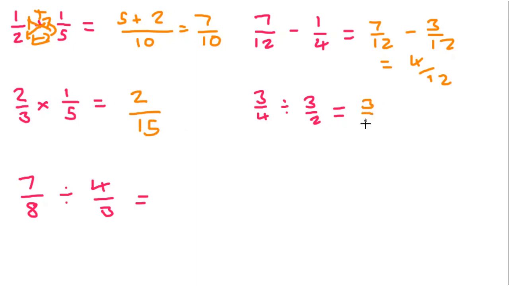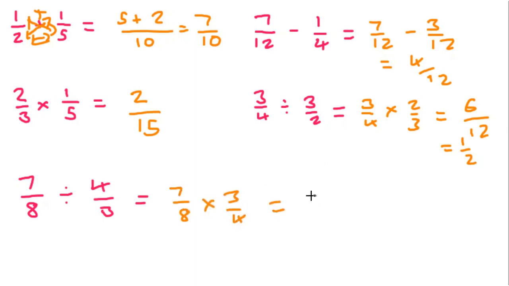This is 3/4 multiplied by 2/3, and then again we got a nice simple multiplication, so we get 6 over 12 here, which is 1/2. And then this last one, another division, we've got 7/8 multiplied by 3/4, and that is equal to 21 over 32.